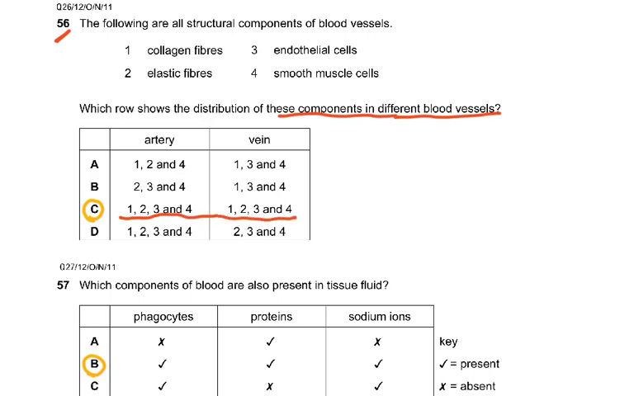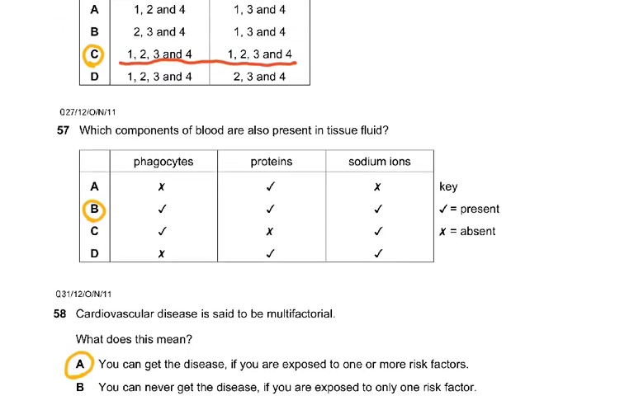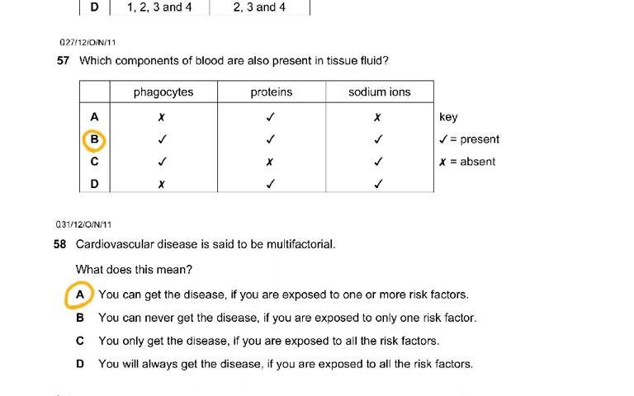The answer was C. Which components of blood are present in tissue fluid? We've done this question before as well. Phagocytes, proteins. Proteins here we mean antibodies.